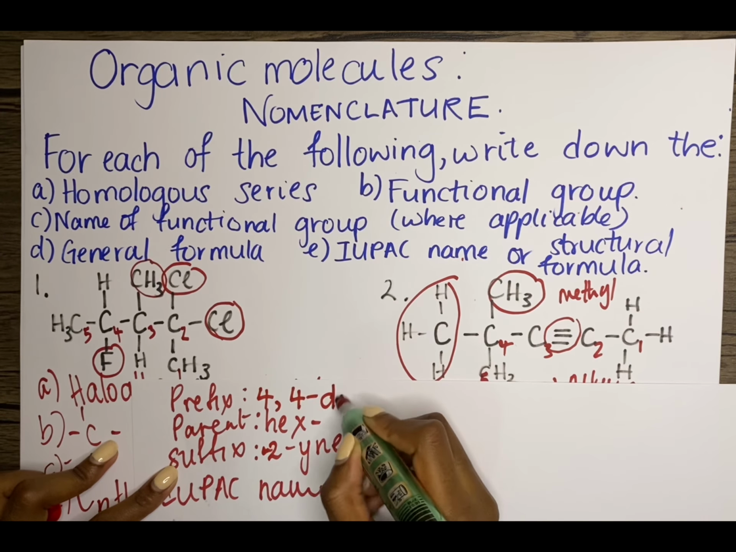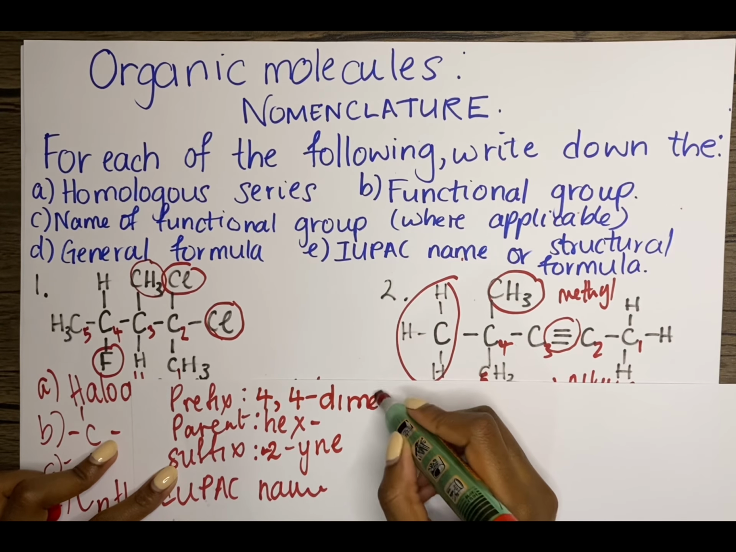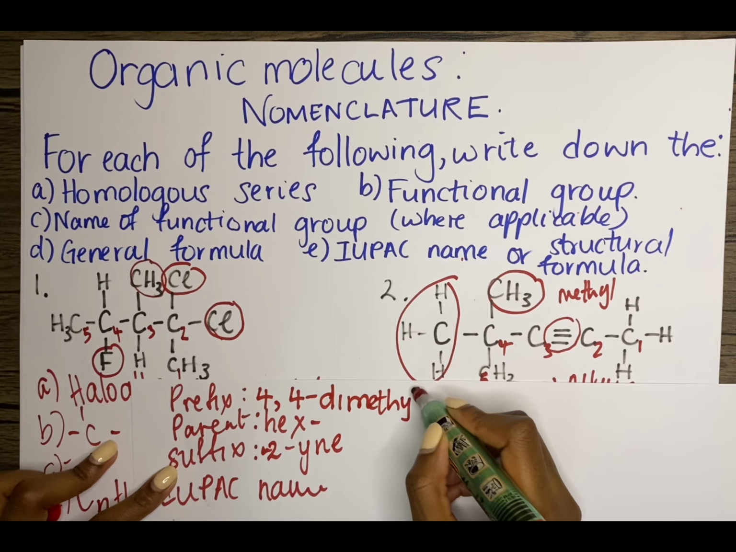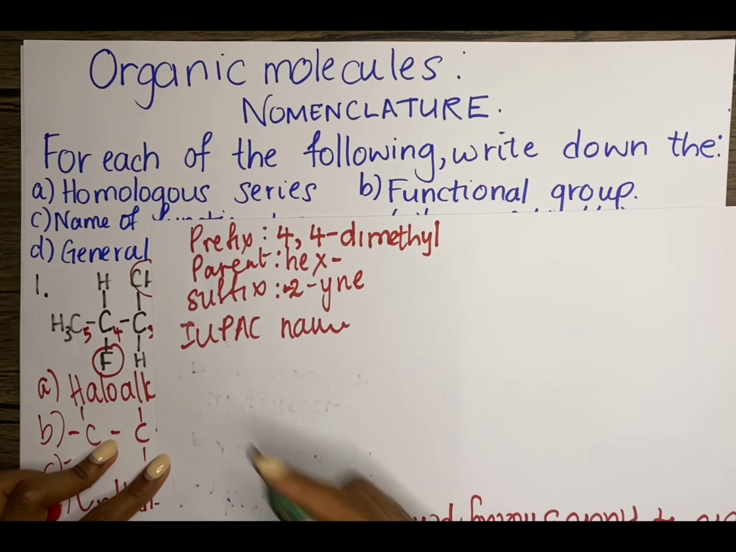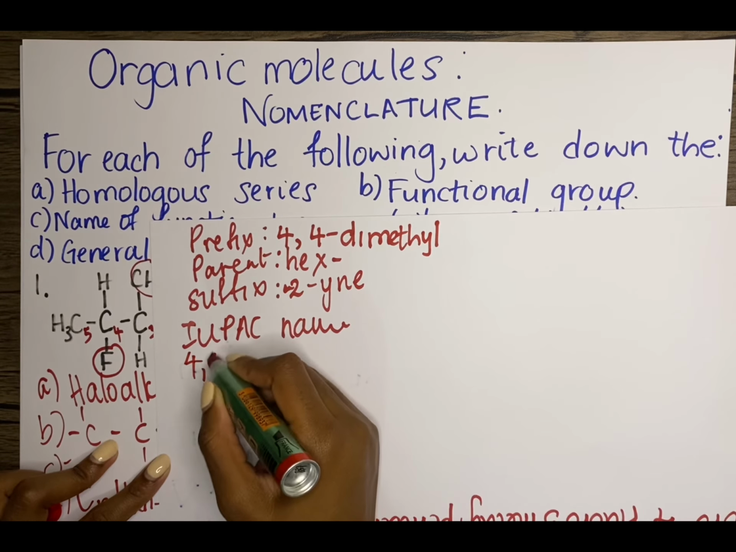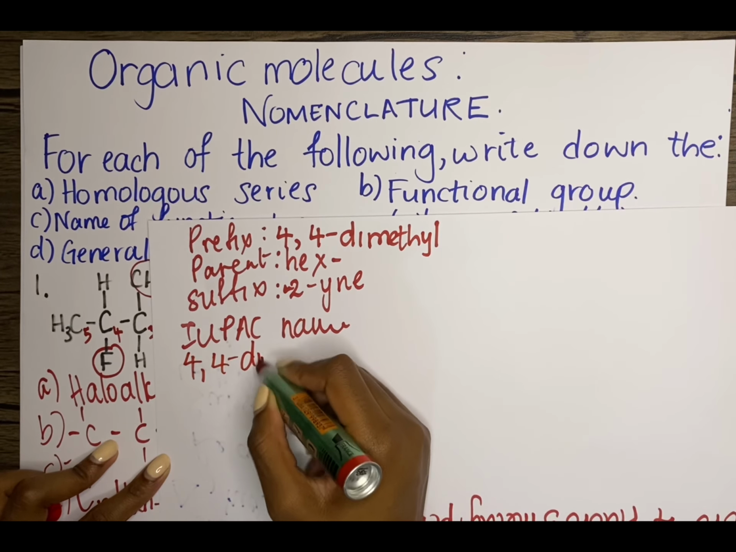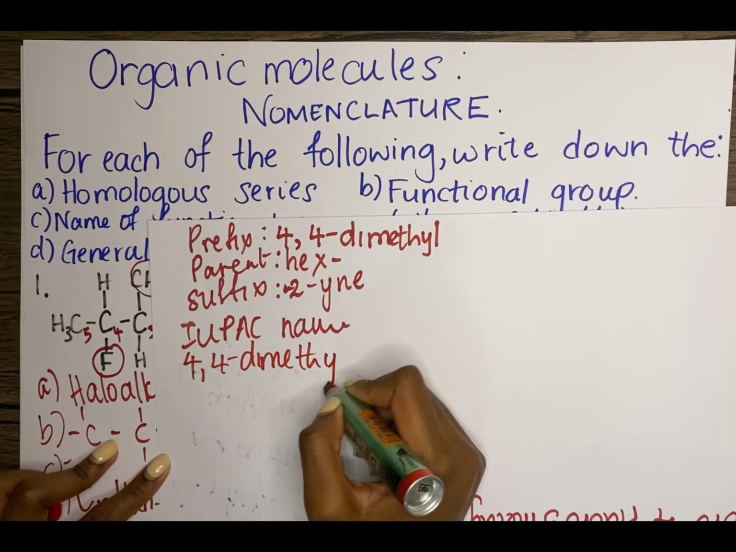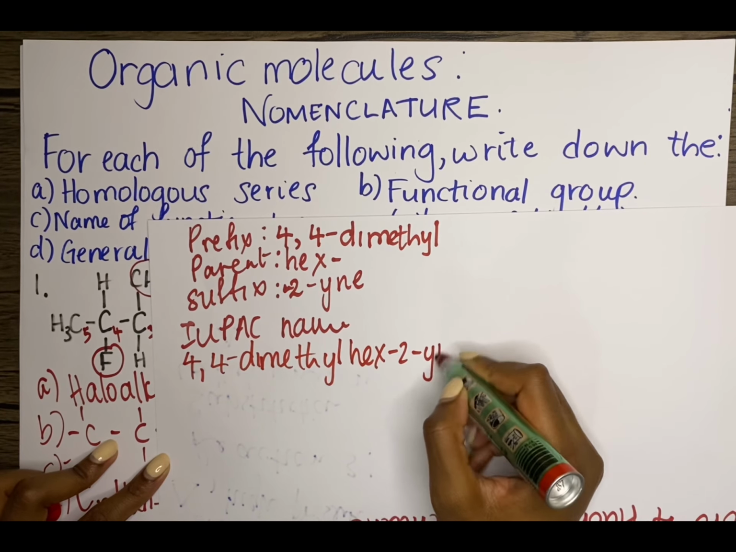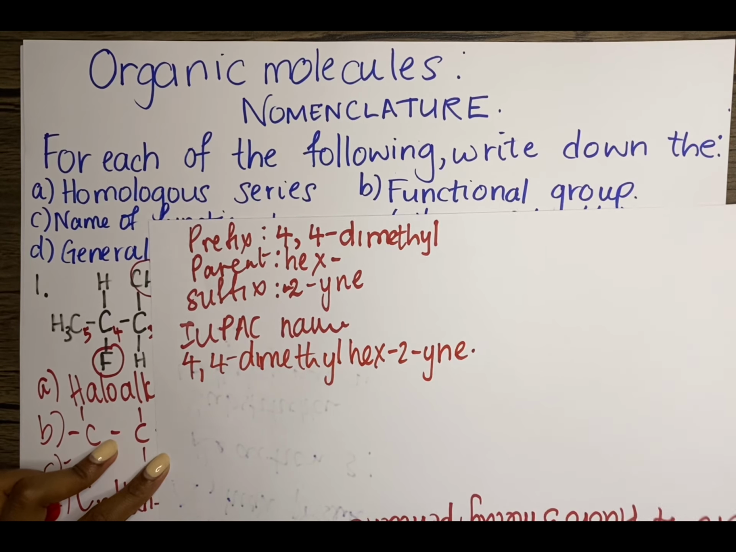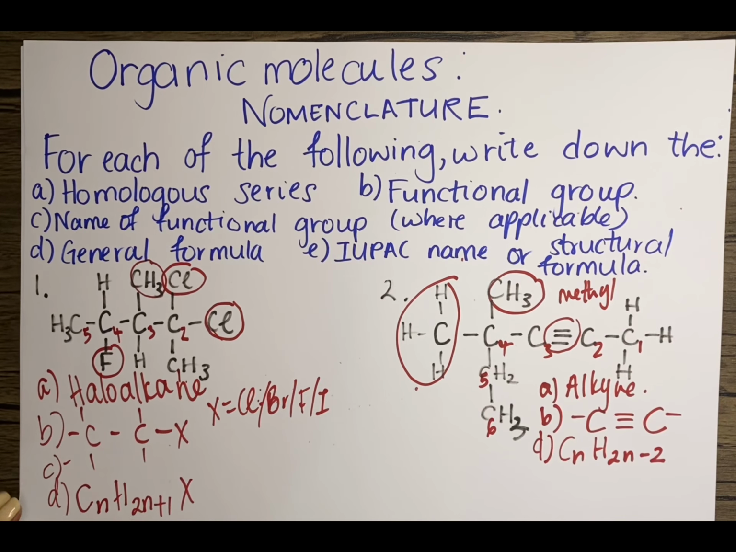Right? And then you've got your 2 methyls, both on position 4. So you have to mention that you have 2. Hence, the 4,4-dimethyl, right? And then the full IUPAC name, now if you put it all together, is 4,4-dimethylhex-2-yne. That's the full IUPAC name. Moving on to the next one.